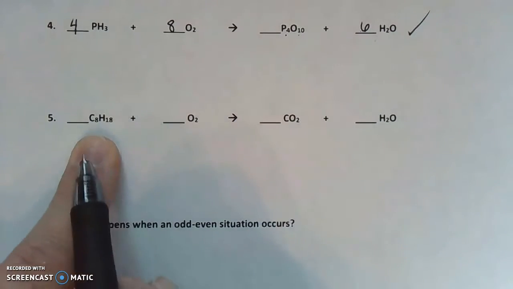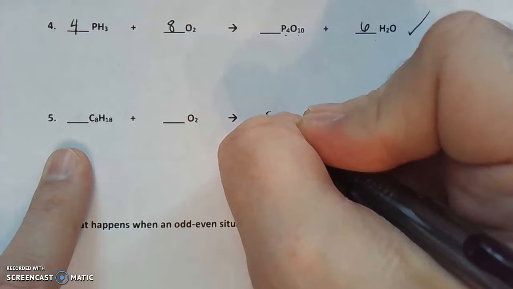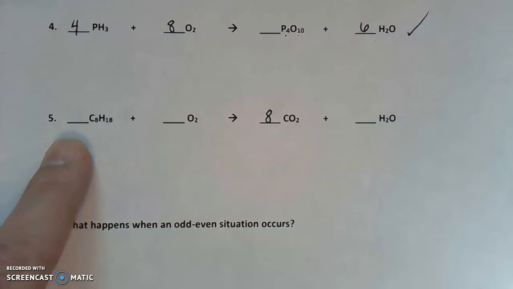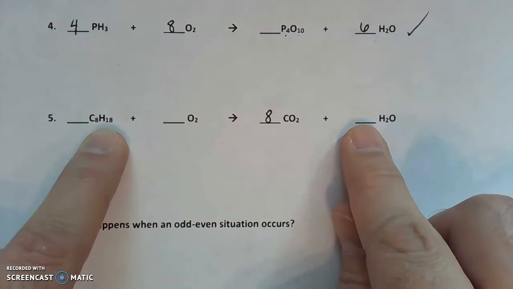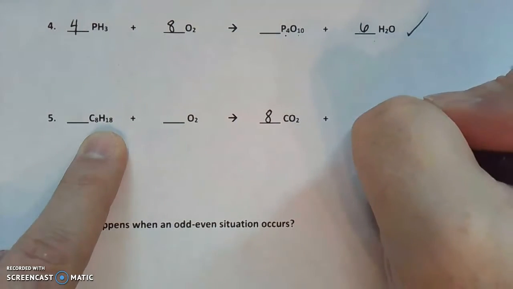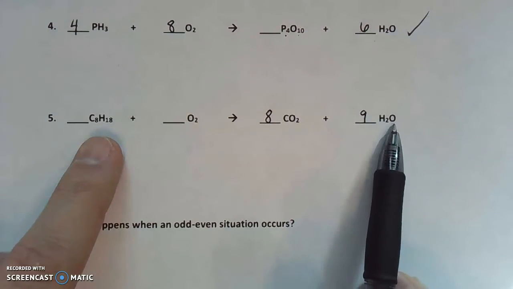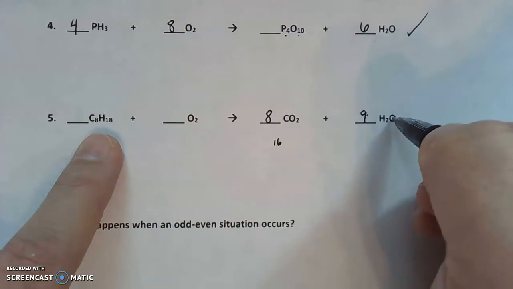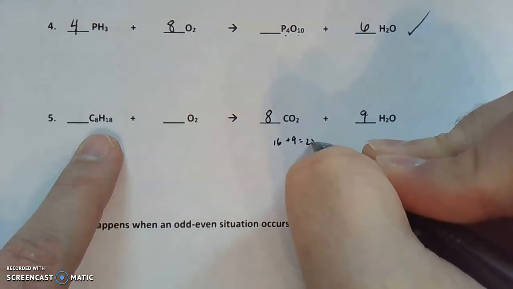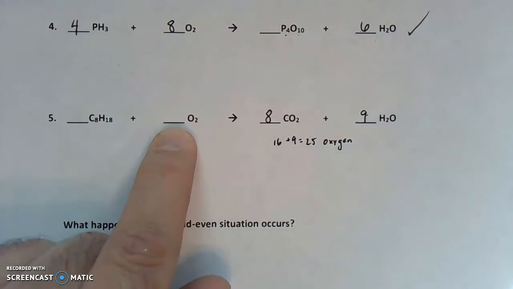So with this, if we want to balance this one, we have 8 C's. So I'm going to put an 8 in front of CO2. I have 18 H's. So I have to think, what times 2 is equal to 18? And that would be 9. But now, if I count out how many oxygens I have, 8 times 2, 16, 9 times 1, that gives me 25 oxygen. I can't put a whole number here to give me 25.